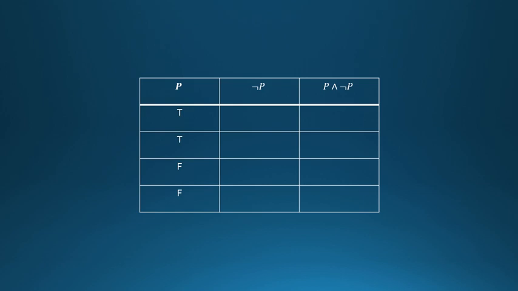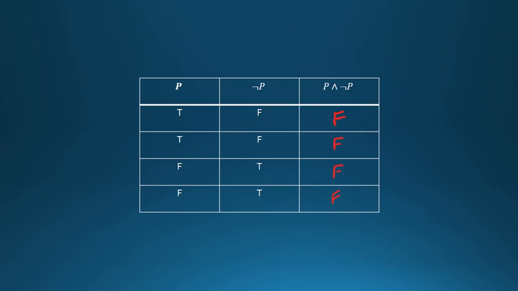We have P as true, true, false, false. And then not P, we have false, false, true, true. So then let's fill in the columns for P and not P. A true and a false gives me a false. A true and a false gives me a false. A false and a true gives me a false. And a false and a true gives me a false.